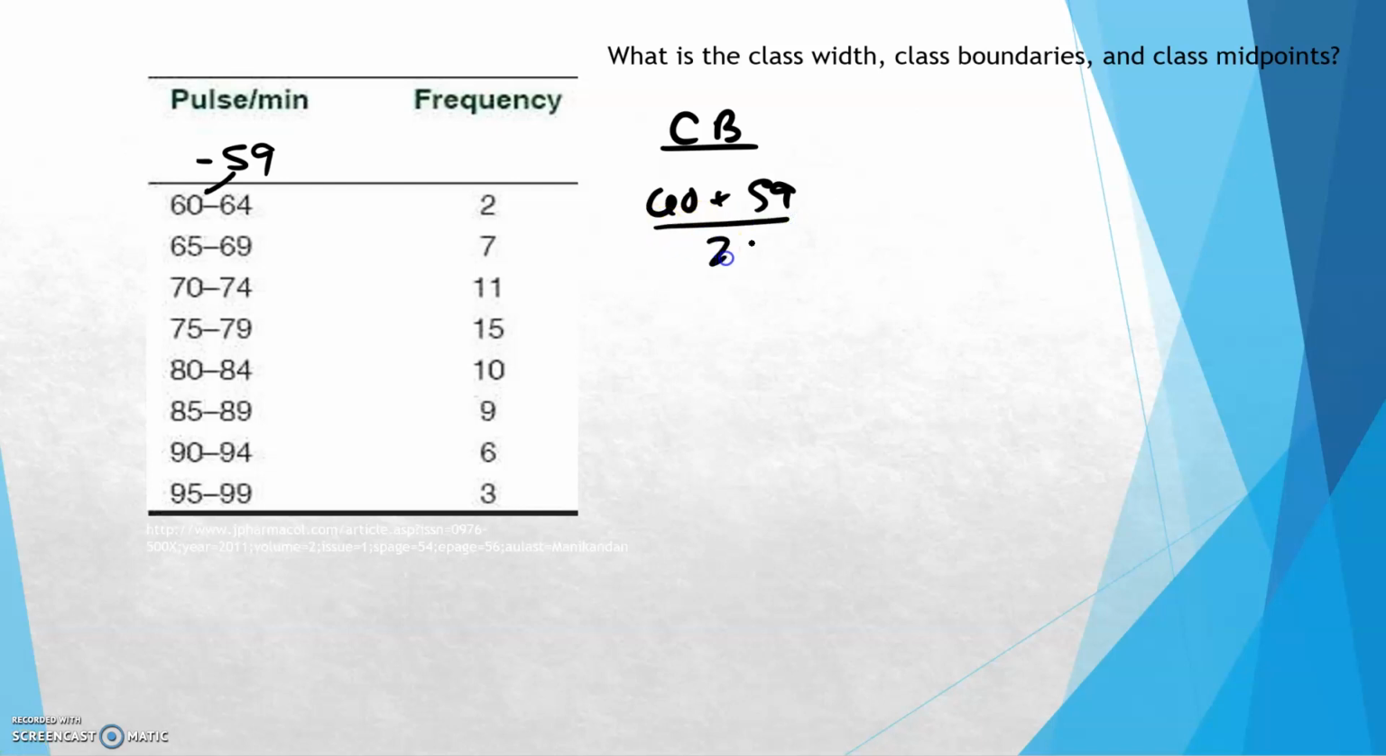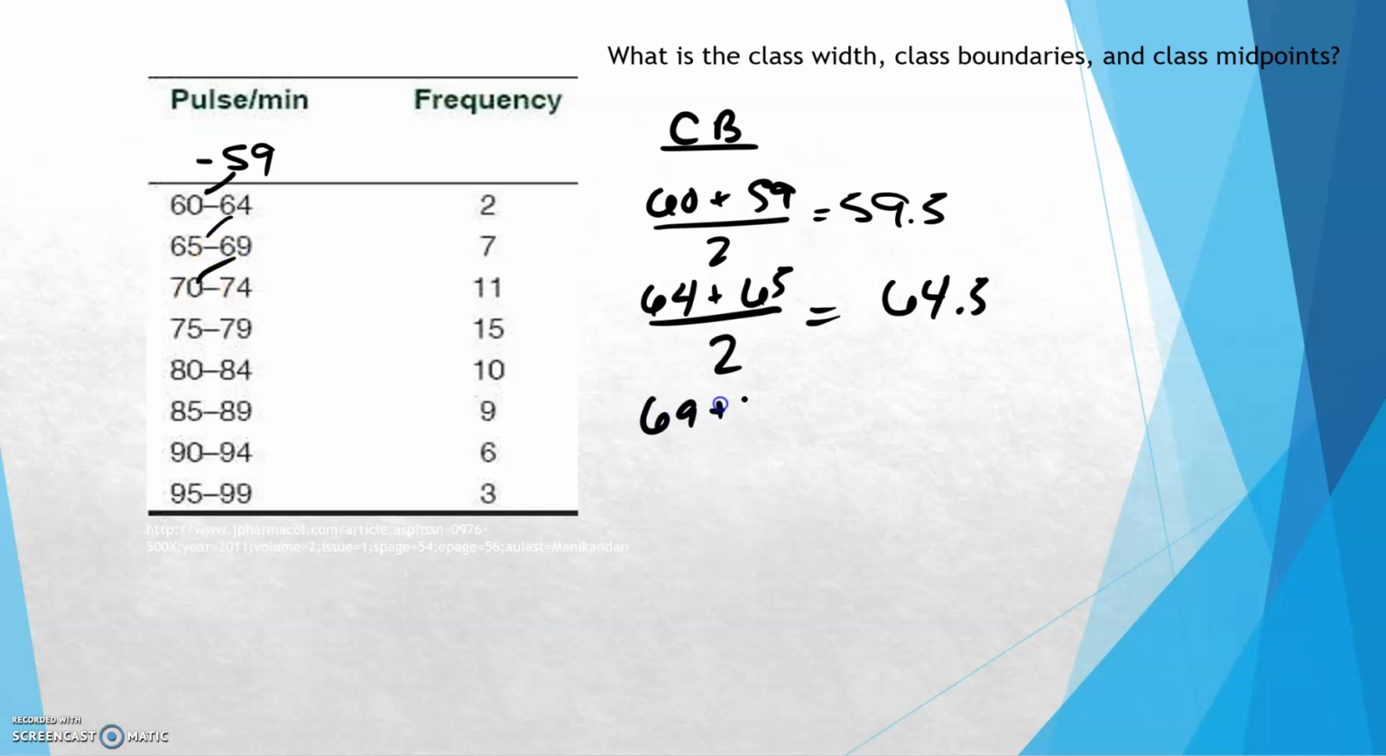Then we're going to divide by 2. So that gives us halfway between, which is 59.5. And then we'll do the same thing between these two numbers. So we'll get 64 plus 65, divide by 2, or halfway between those two numbers, and that would be 64.5. We keep going, we'll do it one more time. 69 plus 70, divide by 2, or 69.5.